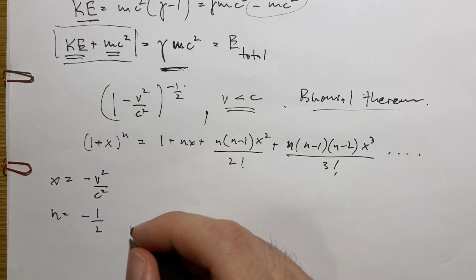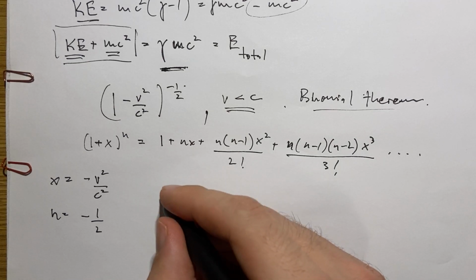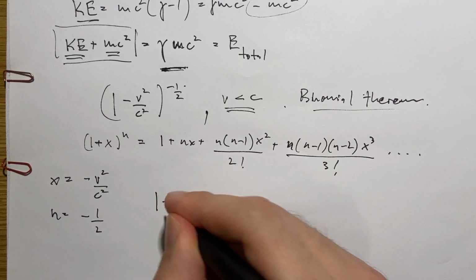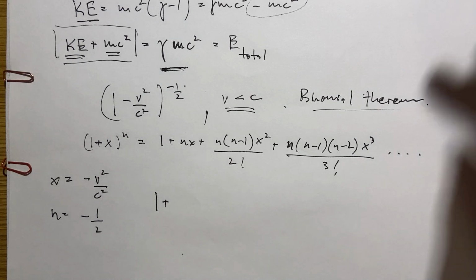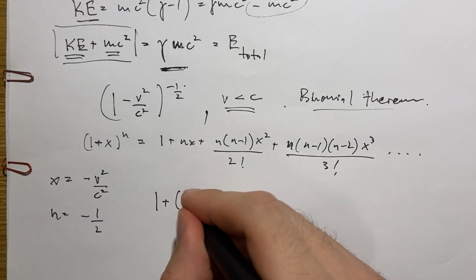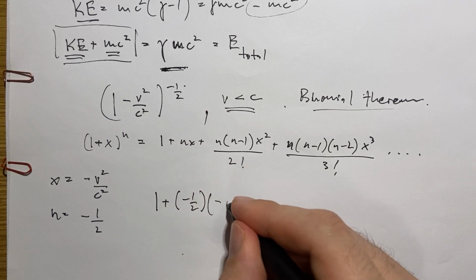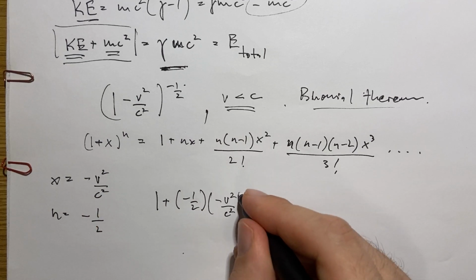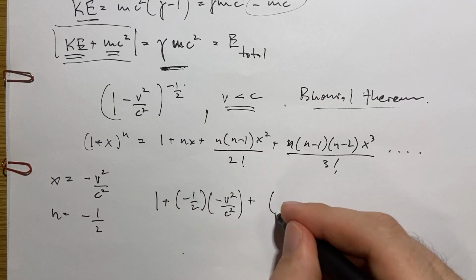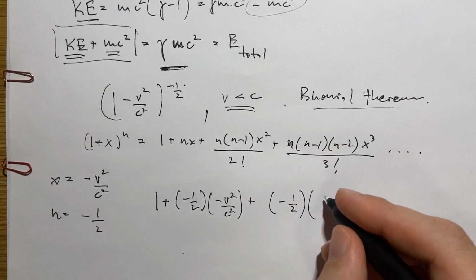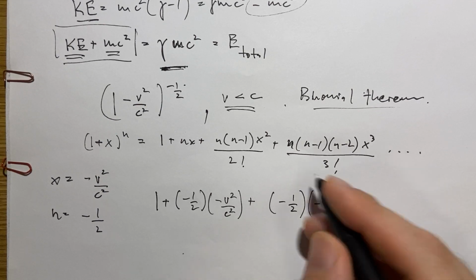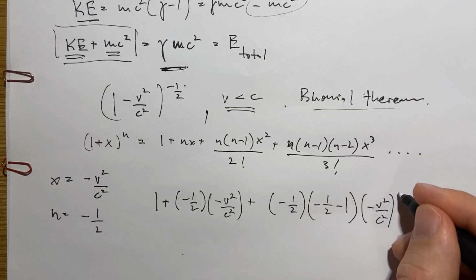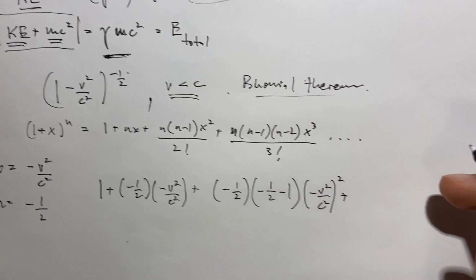So what we will get, if we start off slowly, we would get something like this. We will get 1 plus, let's see now, 1 plus minus a half times minus v squared divided by c squared, plus minus a half again times minus a half minus 1, times minus v squared over c squared, and the square of that.